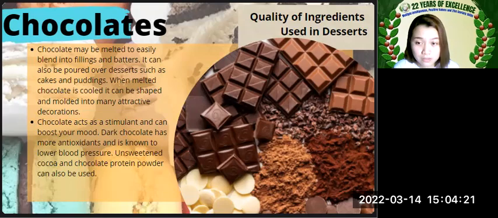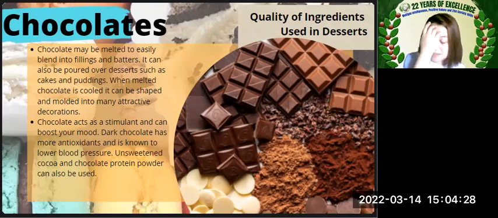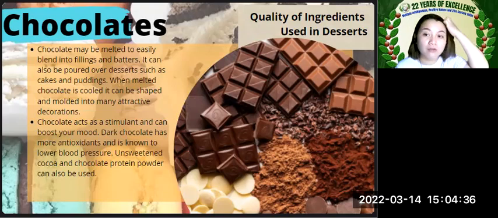So actually we still have a lot of ingredients that we haven't mentioned. These are just samples of the ingredients we use in desserts, but there are many more. Fruits, I forgot to include them here, so different kinds of fruits and citruses.